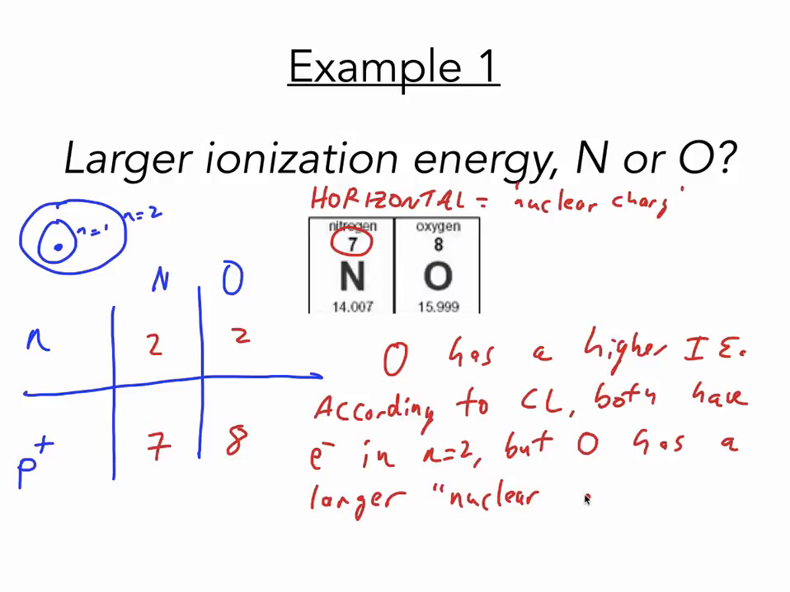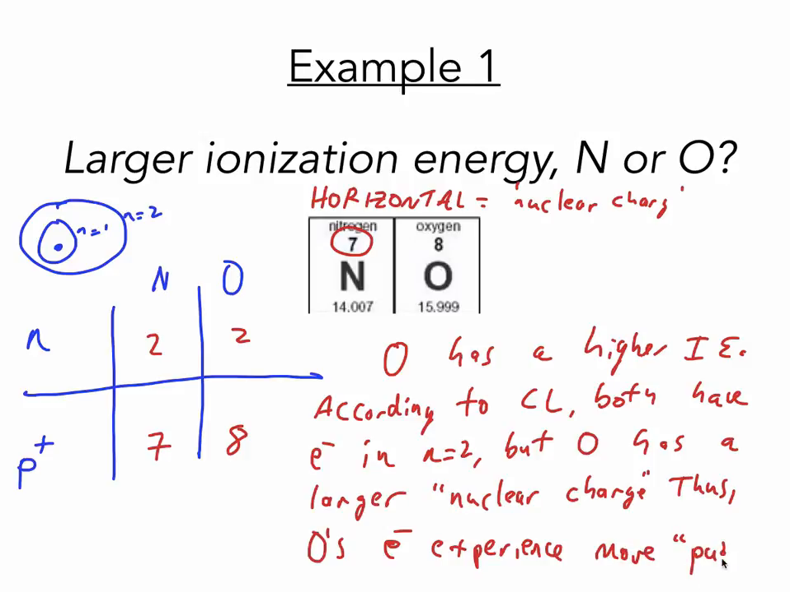nuclear charge, 8 protons versus those 7 protons. Thus, oxygen's electrons experience more pull. Okay, so that's a perfect example. Horizontal reason, we've controlled for the energy levels. Oxygen has 1 more proton. It's got a higher nuclear charge, so its electrons experience more pull and have a higher ionization energy.